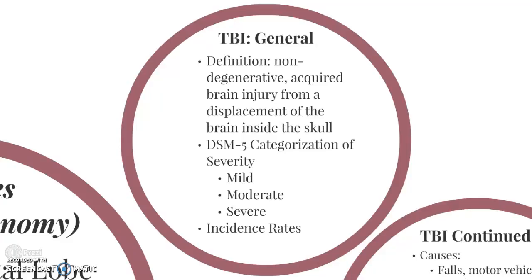The DSM-5 categorizes the severity of a TBI as mild, moderate, and severe. This is based on the duration of loss of consciousness, post-traumatic amnesia, and the severity of confusion at initial assessment during the acute phase of the injury. A severe TBI can also be further subcategorized as a coma, vegetative state, persistent vegetative state, and minimally responsive state.